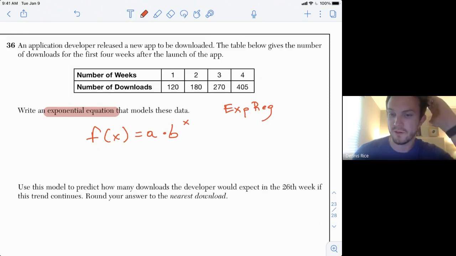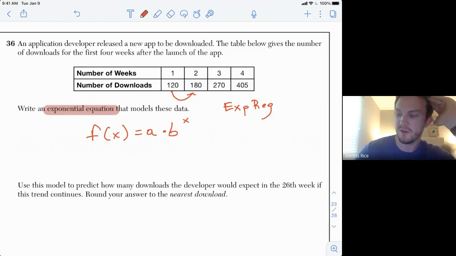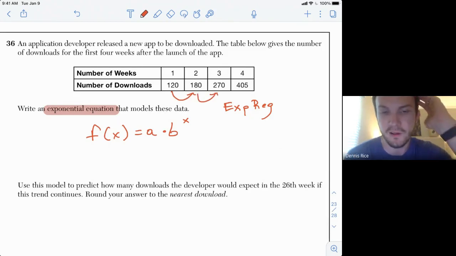The football one was 6 points. What we could do if we're doing this by hand is very easily just figure out what they're multiplying by and what the initial value is. That's what A and B stand for. What they're multiplying by isn't glaringly obvious. Does anyone know what you're multiplying by to go from 120 to 180 to 270?